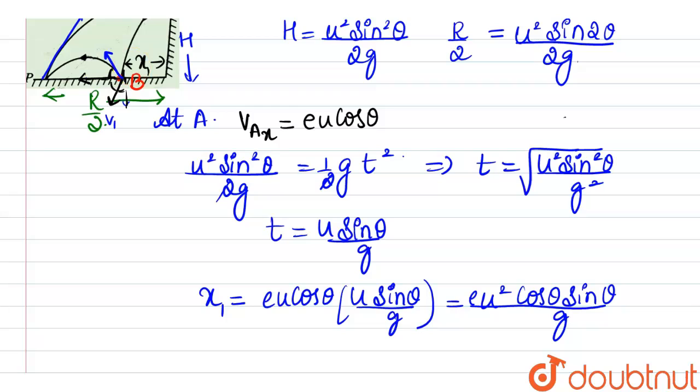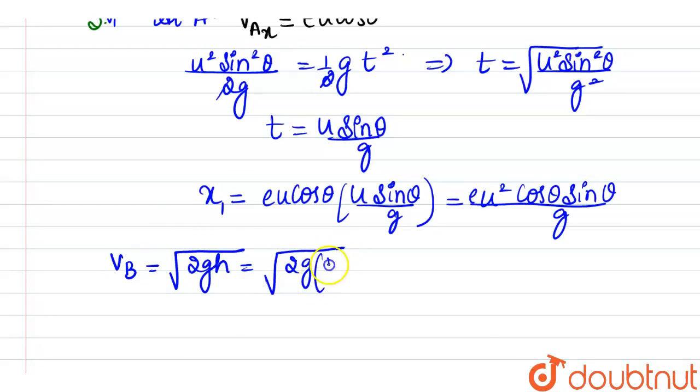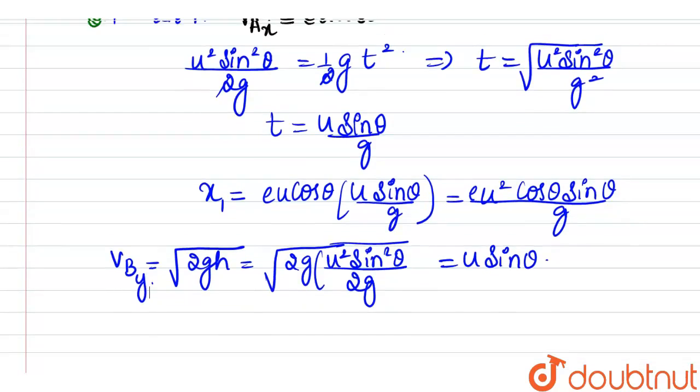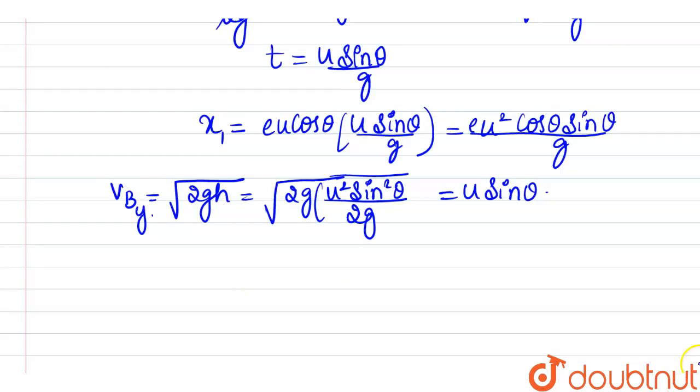So VB we have to find out. VB will be the square root of 2gh, that will be the square root of 2g into u squared sin squared theta divided by 2g, which is nothing but u sin theta. That is VB along the y-axis. Now VB along the x-axis, if we are looking, it will become e u squared. VB along the x-axis will now be e u squared cos theta.